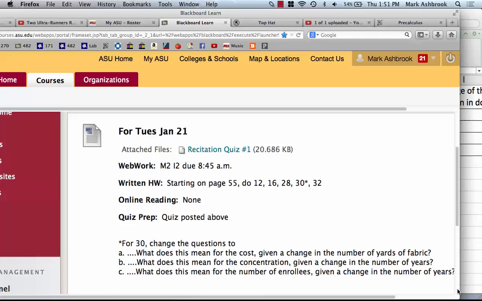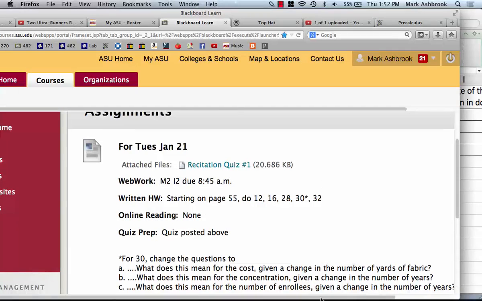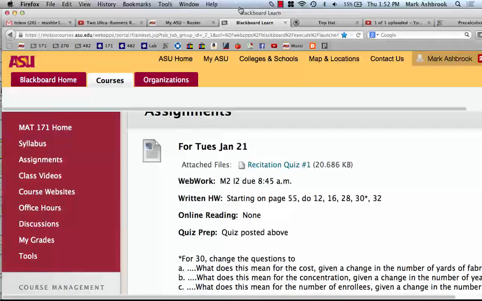You can get 100 as long as you prepare. As long as you prepare. So there's the quiz, and you'll have that either next Tuesday or next Thursday. So these are your tasks for Tuesday, and that is in the assignments area on Blackboard.